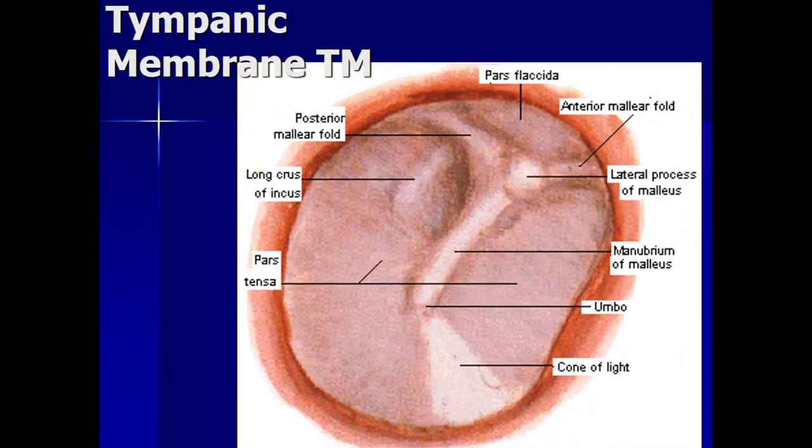So all these features are presented on the picture. And tympanic cone of light, manubrium of malleus, umbo, lateral process of malleus, anterior malleal fold, posterior malleal fold, long crus of incus, and tympanic membrane has two parts. Pars tensa, the bigger, and small pars flaccida. They have different structure. The pars tensa consists of 3 layers and has a middle fibrous layer. And the pars flaccida doesn't have this middle layer, so it consists of only 2 layers: external, the epidermis, and internal mucosa.